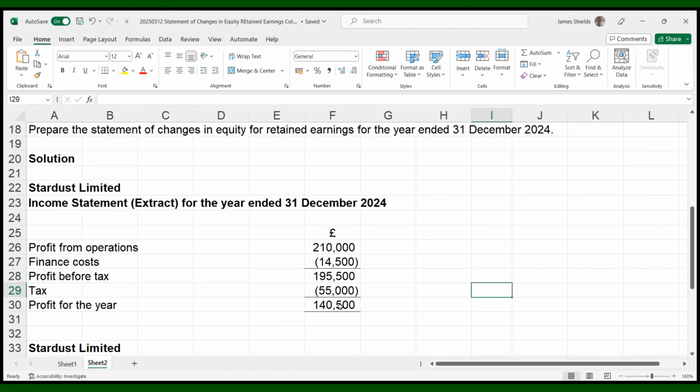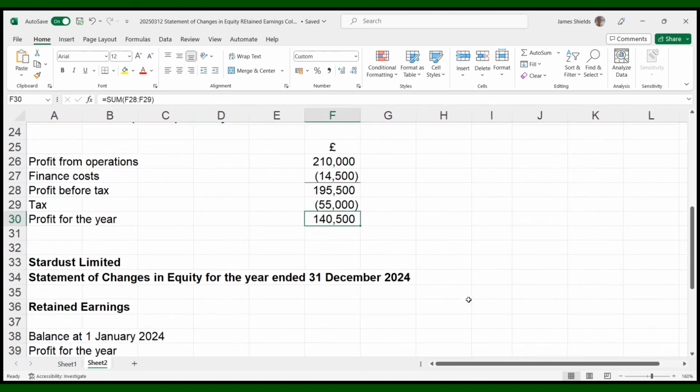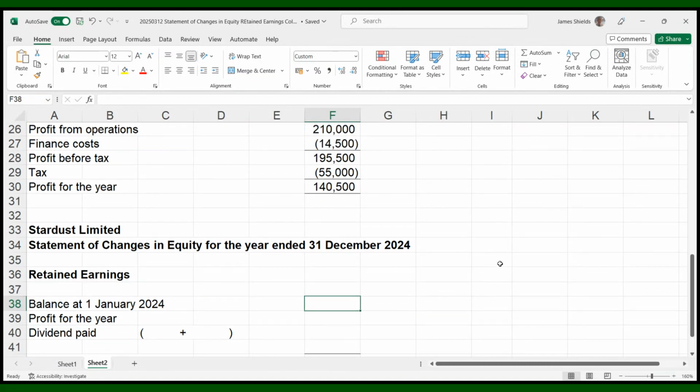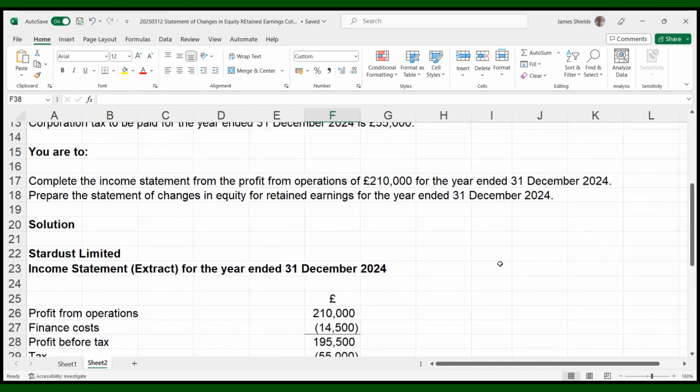Now we're going to use that figure for profit of the year now, when we do our statement of change in equity for the year ended the 31st December 2024. So again, all we're looking at today is the retained earnings figure. So we're going to start off with the balance at the beginning of the year. So the beginning of the year, on the 1st of January 2024, I'm looking for retained earnings. So go back to the question, retained earnings at the beginning of the year.